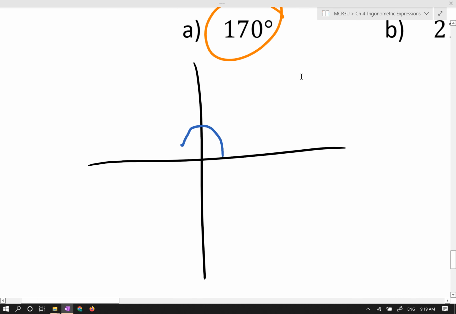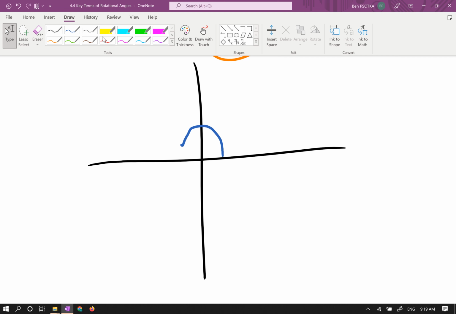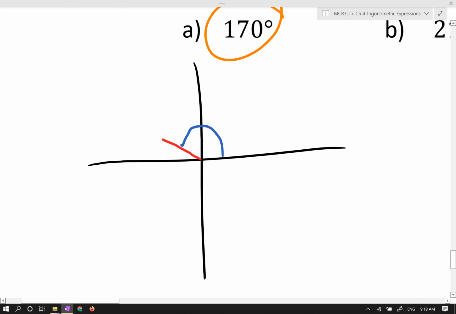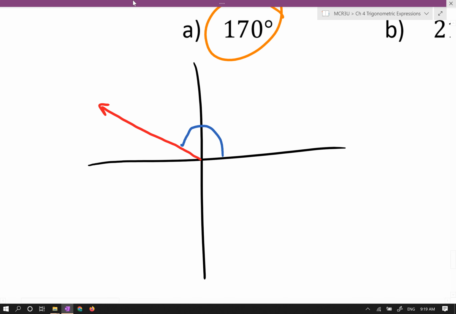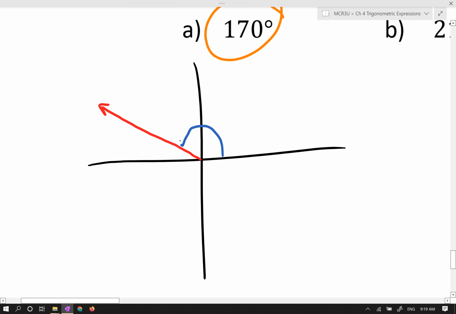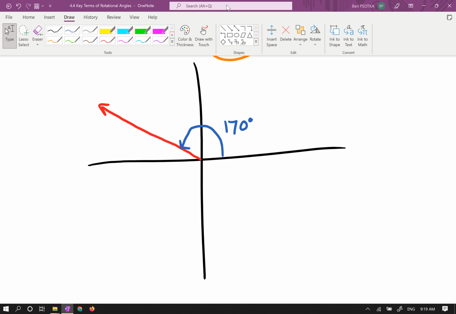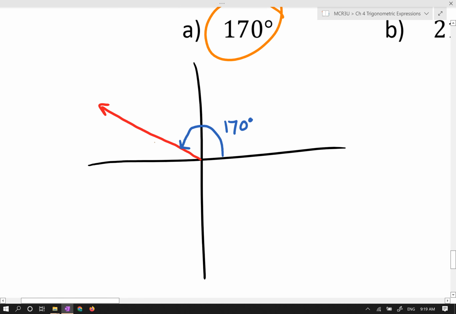Fantastic. So first, we're going to need a terminal arm. So let's sketch in our terminal arm. So my principal angle right here is 170 degrees. Good job. Now, if we're looking for our related acute angle, then we ask ourselves, are we going to go towards the positive x-axis or the negative x-axis? Here it's very clear the negative x-axis is much closer. So we're going to be using that. Our related acute angle falls in here.